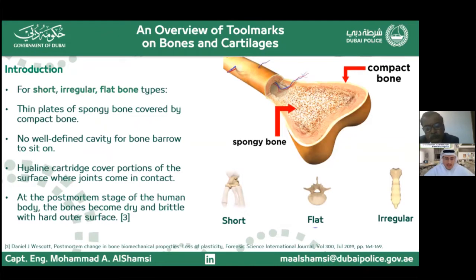We have no well-defined cavity for the bone marrow to sit in, so it generally varies in terms of shape. However, we have hyaline cartilage covering portions of the surface where the joints are in contact, similarly to what we saw earlier with regards to the spine. At the post-mortem stage of the human body, the bones become dry, brittle, with a hard outer surface. If it is exposed, generally we see a withering, it's like peeling something off.